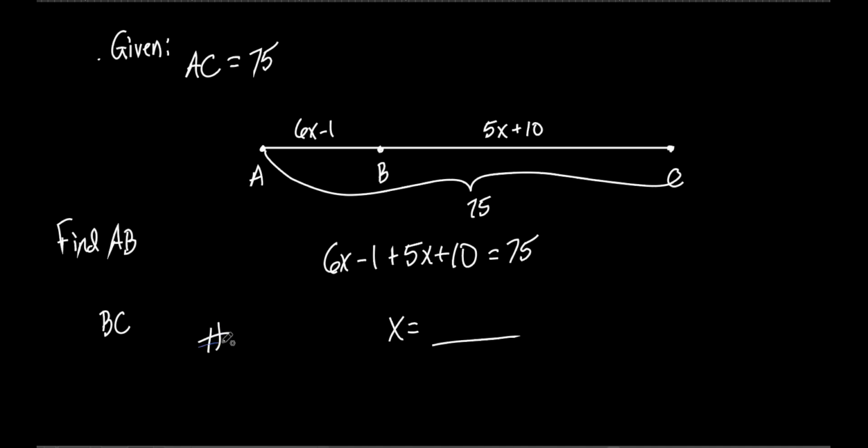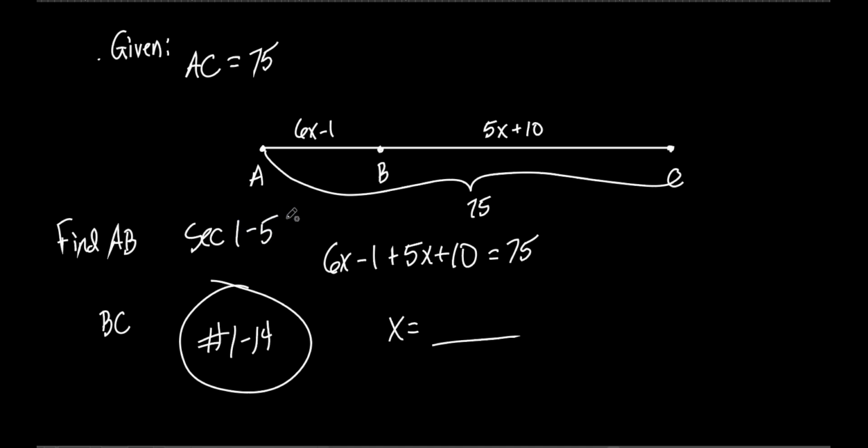And also your homework is 1 to 14, okay? 1 to 14 is your homework tonight. It's section 1.5. It's on the lesson plan. So it's 1.5a, numbers 1 to 14. I gave you the lesson plan already, didn't I? Yep. Thank you. All righty.